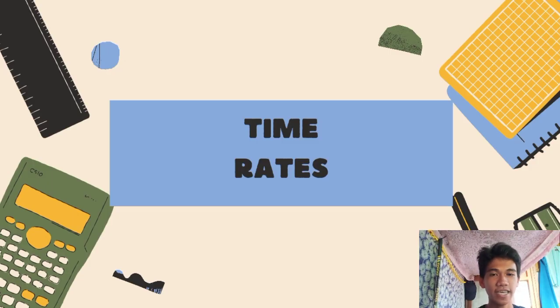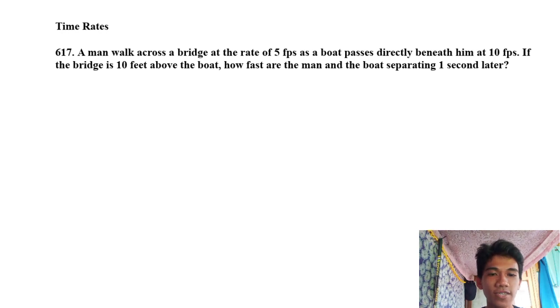So let's proceed in the time rates. So we have a problem of a man walking across a bridge at the rate of 5 fps as a boat passes directly beneath him at 10 fps. If the bridge is 10 feet above the boat, then how fast are the man and the boat separating 1 second later? First, we're gonna draw the diagram of what is the problem.